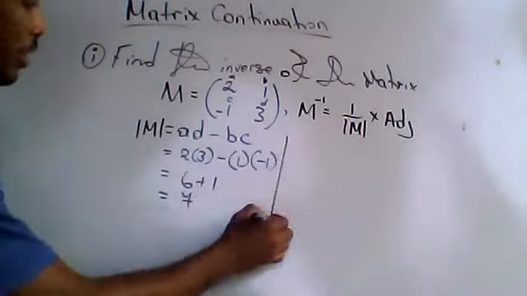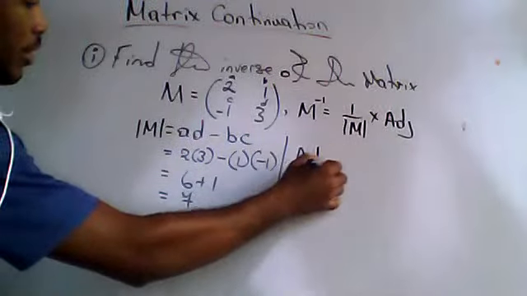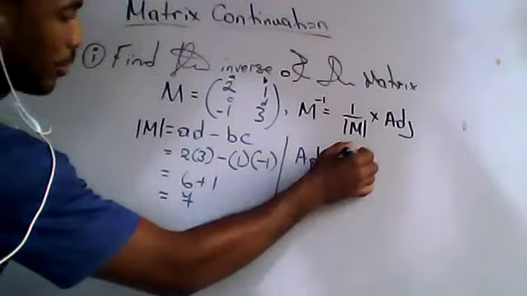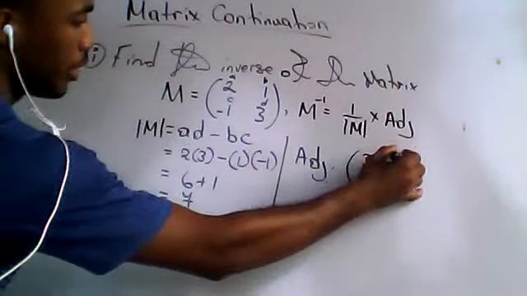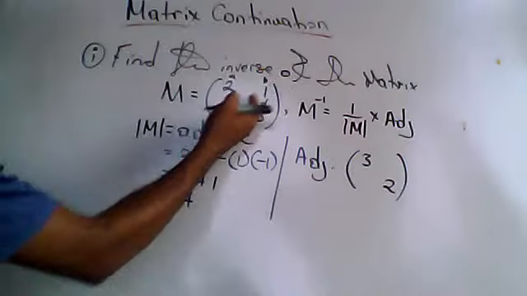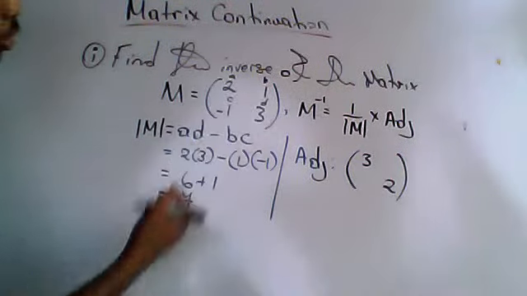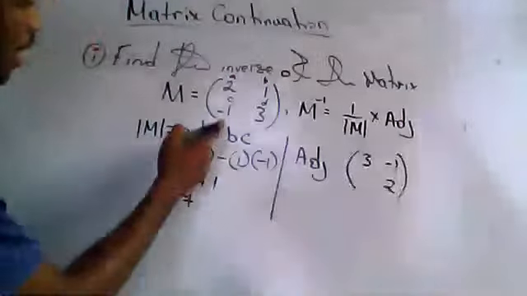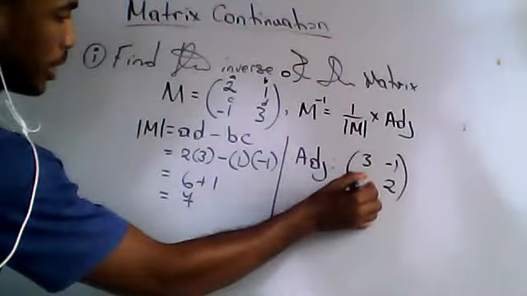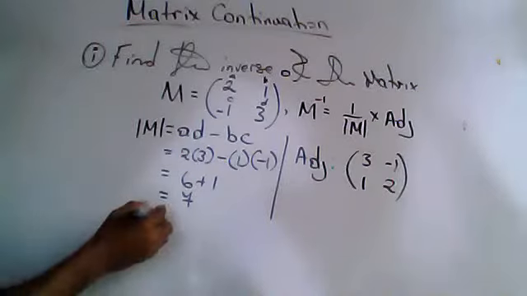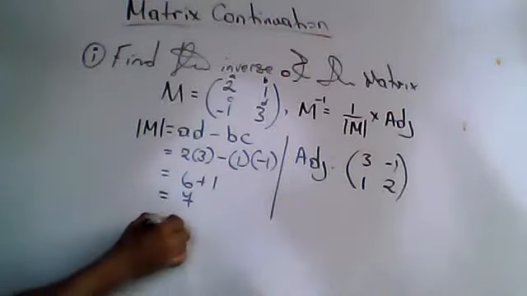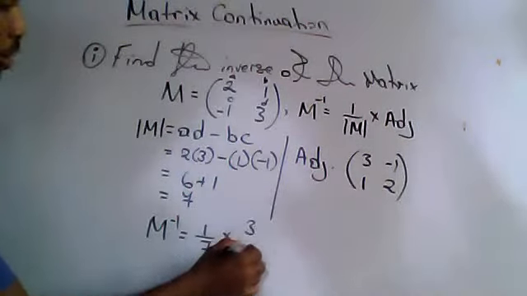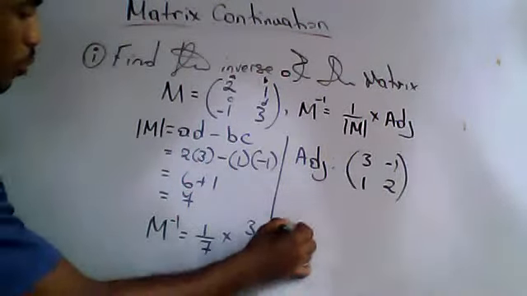Now, for the adjoint, or ADJ for short, as I said, we're going to switch the values in the leading diagonal. So we're going to have 3 up here, 2 down here. And we're going to change the signs on the values for the minor or non-leading diagonal. So the 1 up here is positive, so we change it to negative. And the 1 down here is negative, so we change it to positive. So that would be the adjoint. So we can say M inverse is equal to 1 over 7 multiplied by 3, 1, minus 1, and 2.